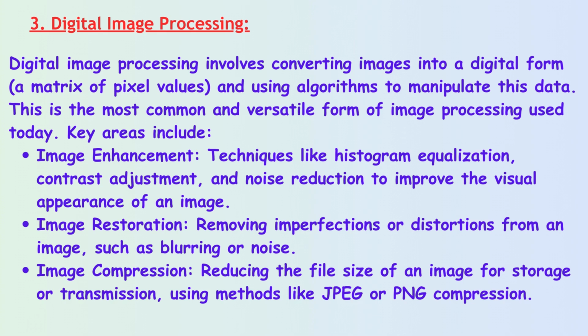Digital image processing involves converting images into a digital form, a matrix of pixel values, and using algorithms to manipulate this data. This is the most common and versatile form of image processing used today. Key areas include image enhancement, techniques like histogram equalization, contrast adjustment, and noise reduction to improve the visual appearance of an image. Image restoration, removing imperfections or distortions from an image, such as blurring or noise. Image compression, reducing the file size of an image for storage or transmission, using methods like JPEG or PNG compression.